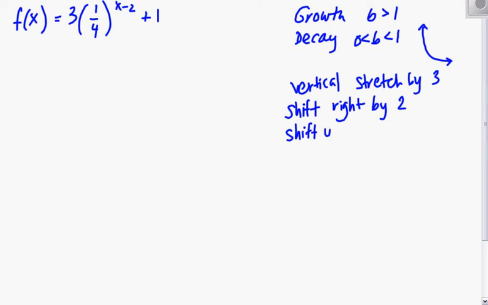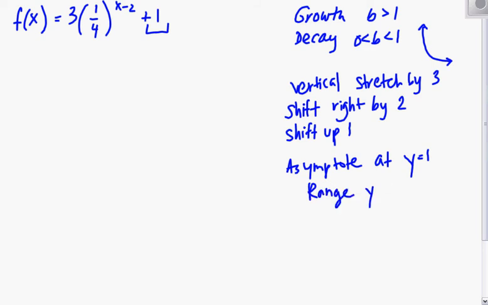And one of the things that this shift up 1 tells us is where our asymptote is going to be, or where our range is going to be. So our asymptote is going to be at 1, which means it'll approach 1, it'll go towards it, but it'll never hit it. So asymptote at y equals 1, which means our range is that y has to be greater than 1. And you'll see that when you look at the graph. Domain is all reals.